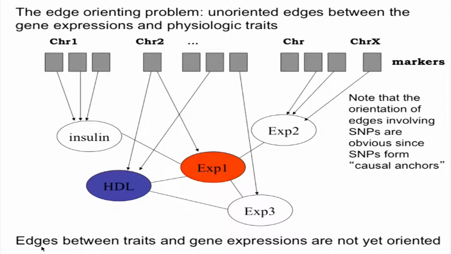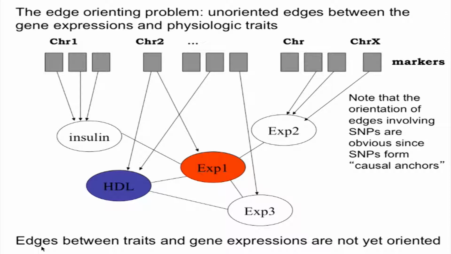Now, assume we have the following situation. We have expressions and we have HDL. What we know is that these data are correlated, but notice there's an edge without an arrow. We don't know what causes what. However, we further assume that we have the SNPs represented on these chromosomes. If a SNP is correlated with, for example, insulin level, it has to be that changes in the SNP affect insulin level. It's not that if you increase the insulin, your DNA changes.